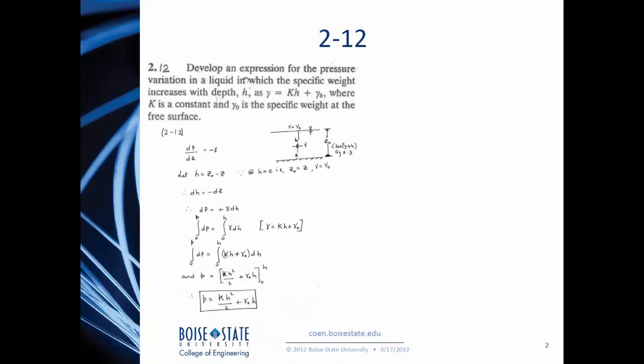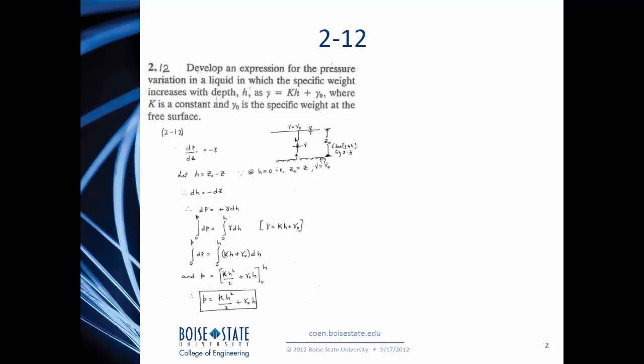We're asked to develop an expression for the pressure variation in a liquid in which the specific weight increases with depth h as gamma equals kh plus gamma naught, where k is a constant and gamma naught is the specific weight at the free surface.